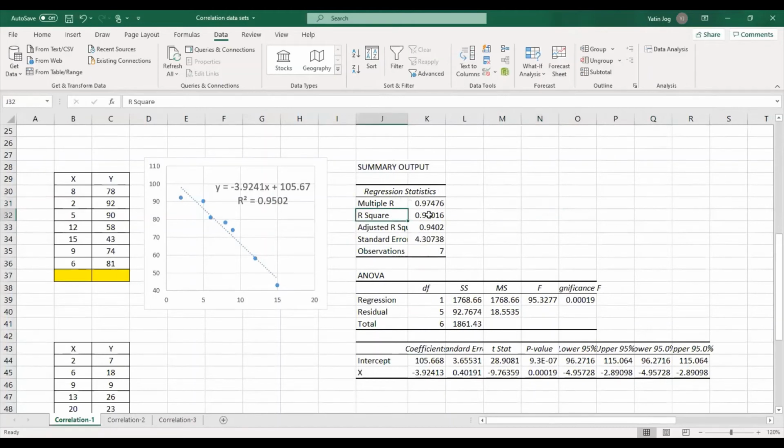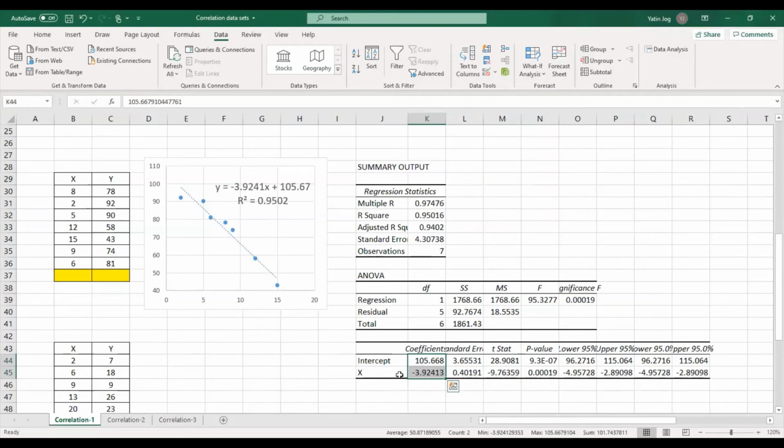What is the R square value? 0.95, which is the same as what is displayed on the chart. Now the value of M, which is the coefficient of X, and the value of B, which is a constant, you will get the same values in this table. The intercept value, the B, is the y-intercept, the constant. The intercept value is 105.668, and the X coefficient is minus 3.924, which is the M value. So even from this option, you can come to know the regression line equation.